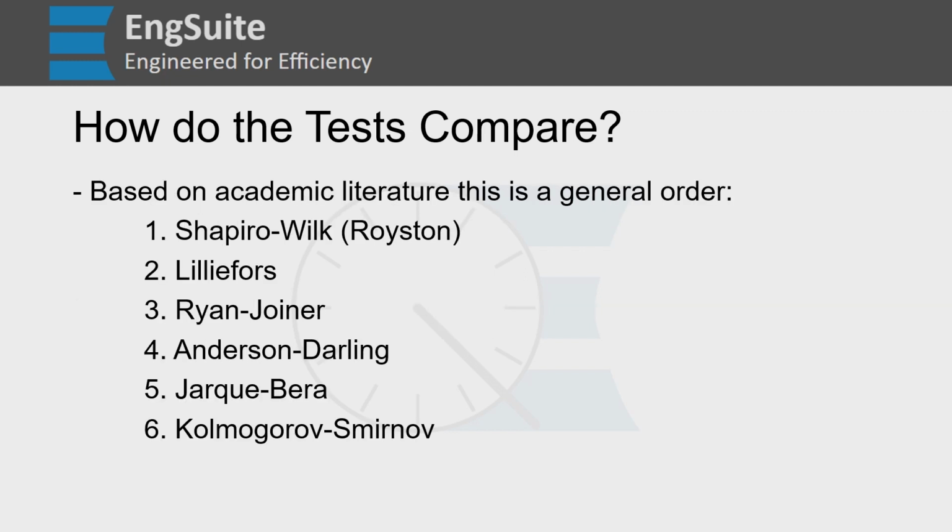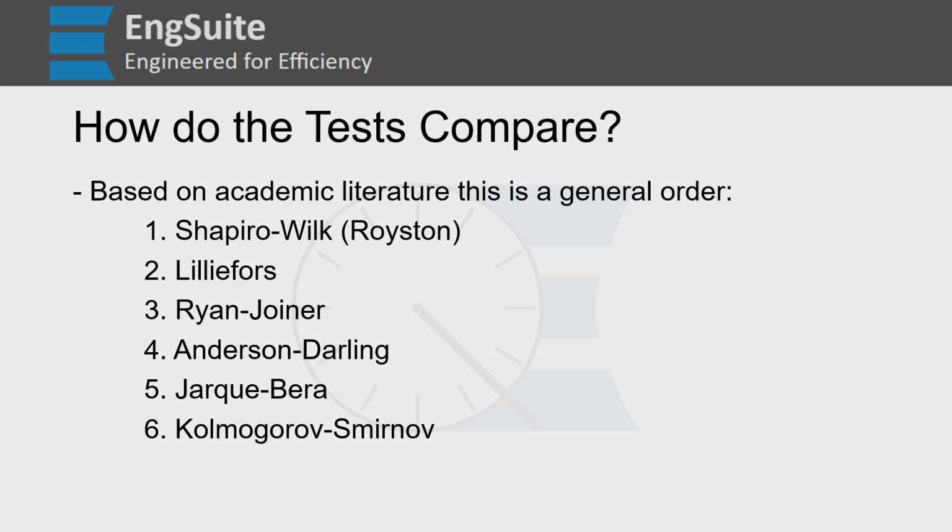Based on academic literature, this is a general order. There's only one paper that actually compares all 6 of these directly, but a lot of them compare a couple here or there, so this general order follows a lot of different research. You'll notice the Shapiro-Wilk has Royston in parentheses. That's because the Shapiro-Wilk, if you remember from our video, can only analyze up to 50 samples. So we use the Royston approximation to go all the way up to 5,000 samples. The Shapiro-Wilk Royston is what was compared against these other tests in a lot of these studies, because they go beyond that 50 sample point.